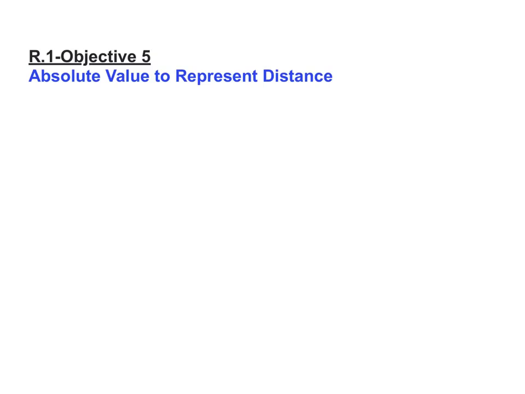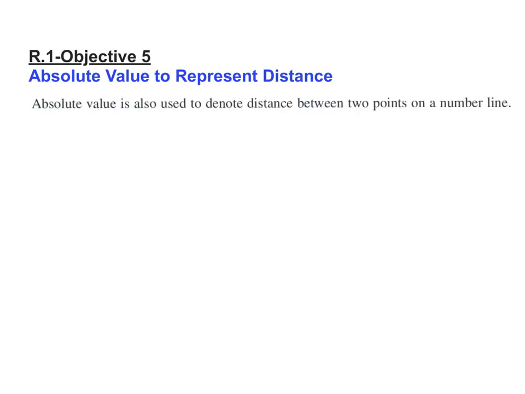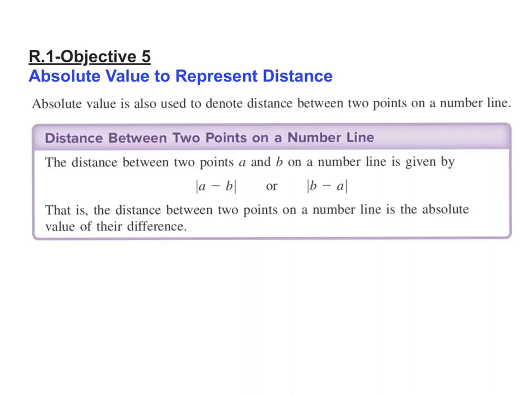Okay, how far apart two numbers are, you can also use absolute value to find that value. Okay, so absolute value is also used to denote distance between 2 points on a number line, how far apart those 2 points are. So those examples that we looked at just on the previous slide are kind of our lead into this. Here's essentially what I was talking about. If you want to take a picture of this page, you can.